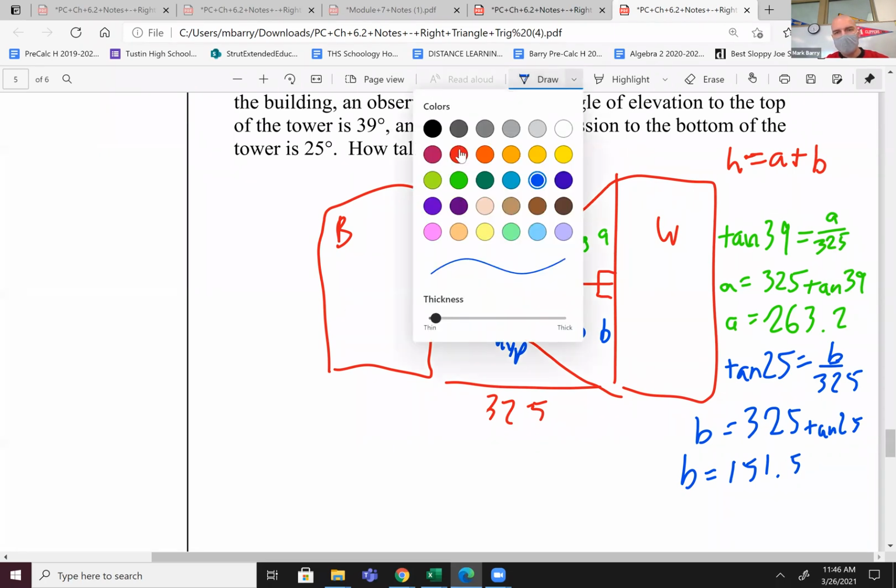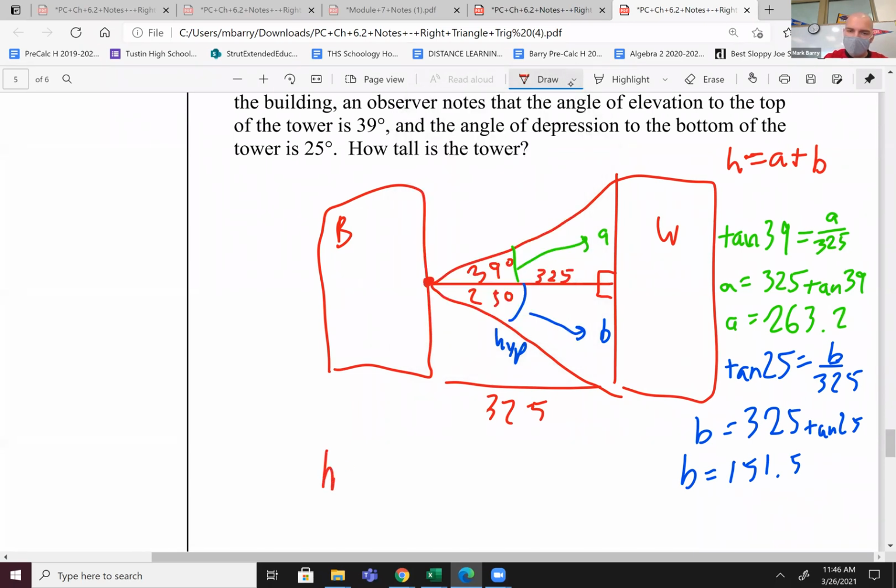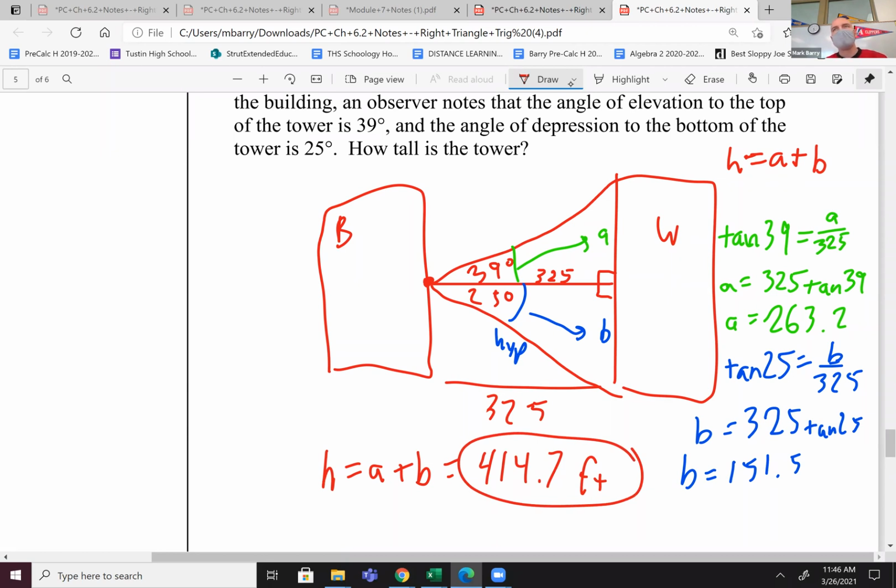All right, so now we can do our height here. A plus B, 263.2 plus 151.5. That'll give you 414.7 feet. Beautiful.